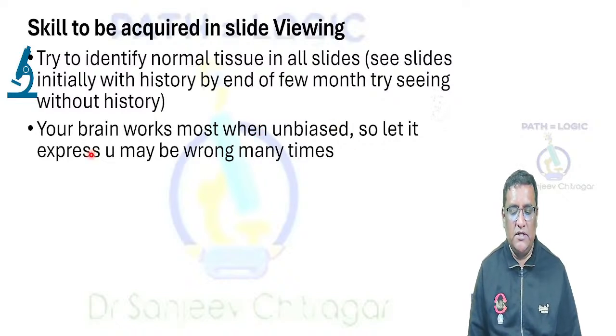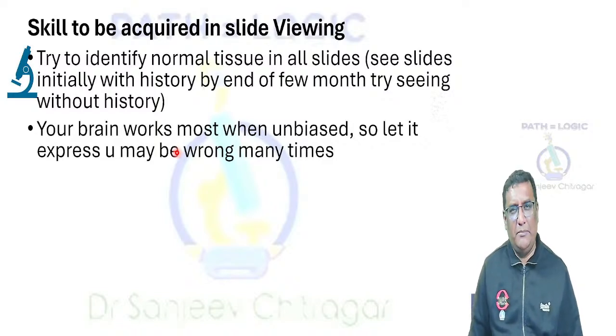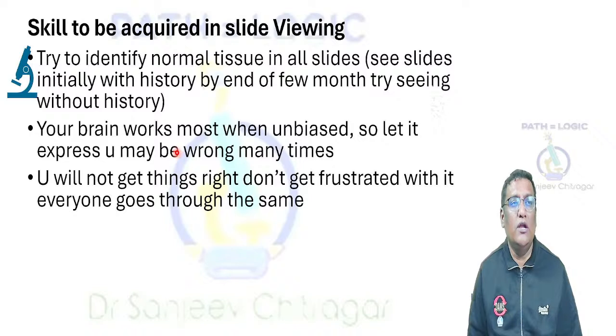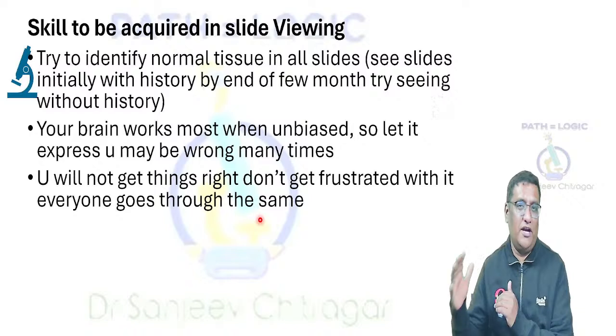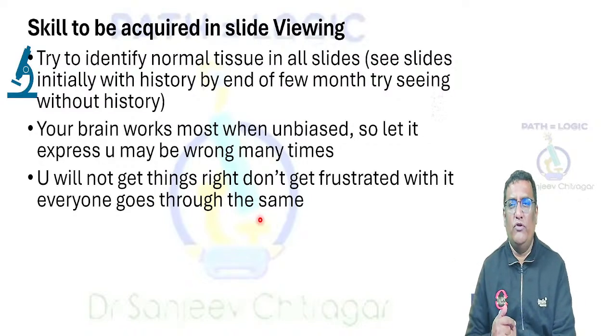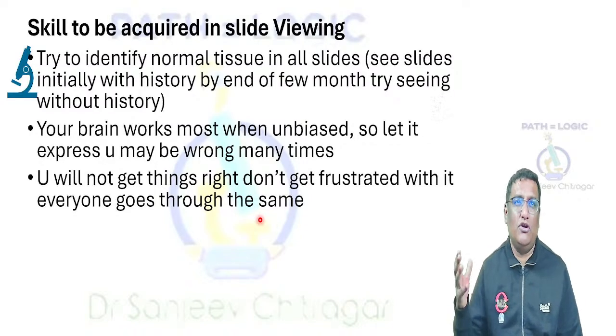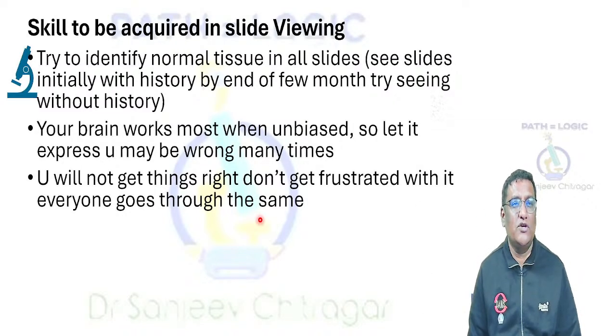So let it express. You may be wrong many times, it doesn't matter. Do not be afraid of being wrong. Take it as it is. These are all learning curves, so you will not get things right. Don't get frustrated with it. Everyone goes through the same. Pathology is totally different from what you did in undergraduation, because in undergraduation you would have done 1.5 years of pathology, wherein not much of what you are expected to do as a pathologist was covered. So don't get frustrated. Usually the first year goes very tough for most people, including me. It was a tough one, but usually after 6-7 months you start realizing what has to be done.